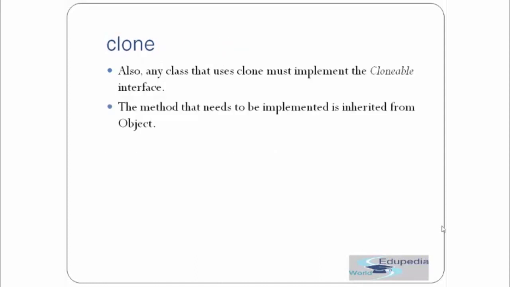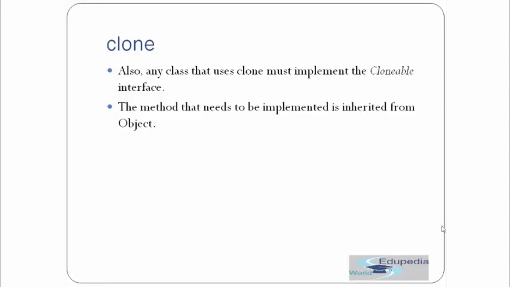Now we'll see another thing about cloning: any class that uses clone must implement the Cloneable interface. So the Cloneable interface is a marker interface. Although it does not contain any methods, whichever class needs to override the clone method must implement the Cloneable interface, so that your class actually knows that you're trying to use the clone method to clone your objects.